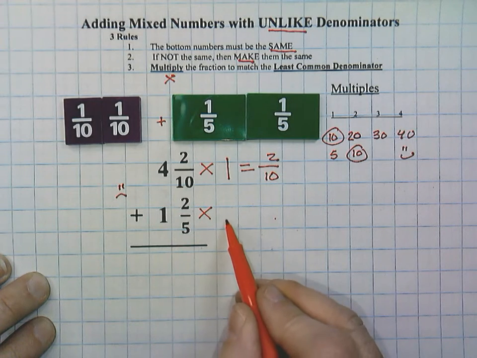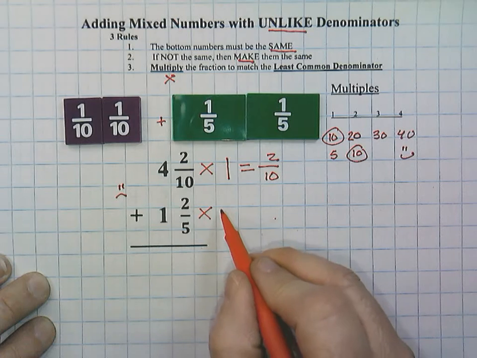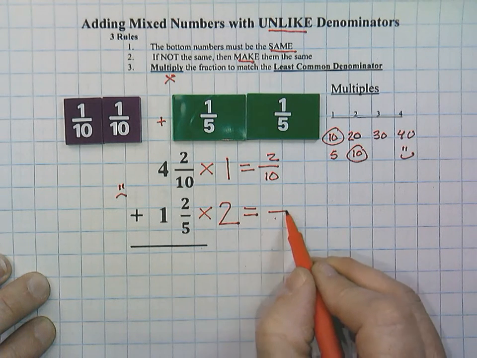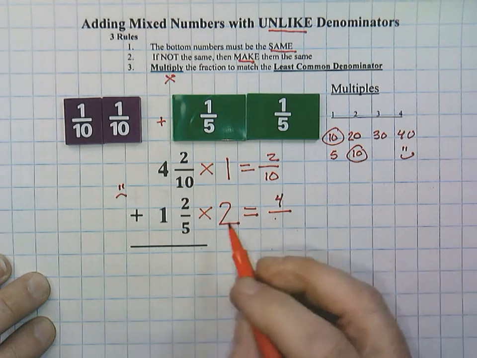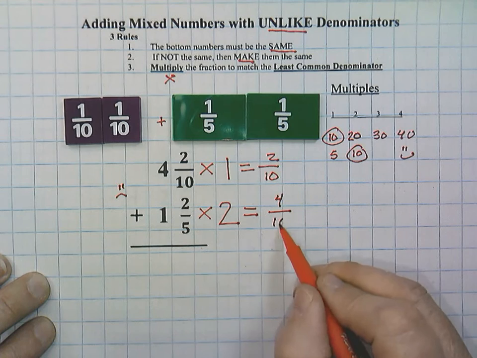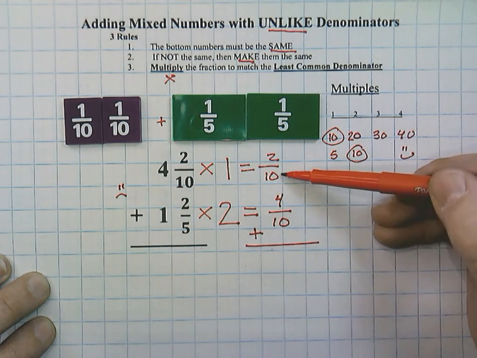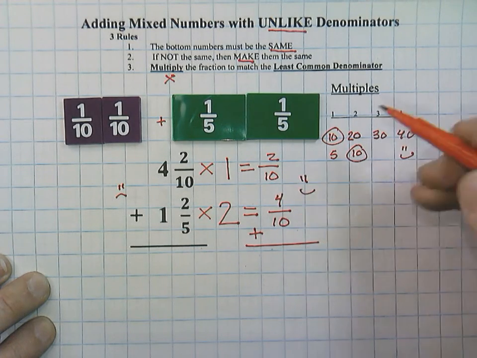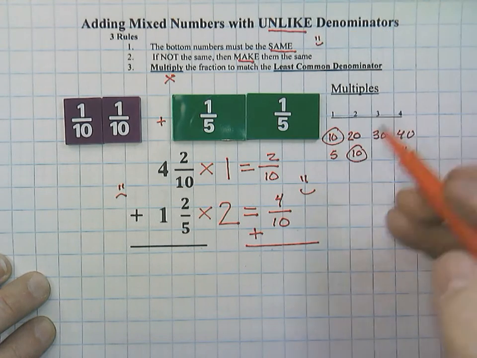5 times what number equals 10? It's going to be 1, 2. 2 times 2 is 4, and 5 times 2 is 10. Notice now that our denominator is exactly the same, which meets rule 1 that the bottom number must be the same, and we are good to add.